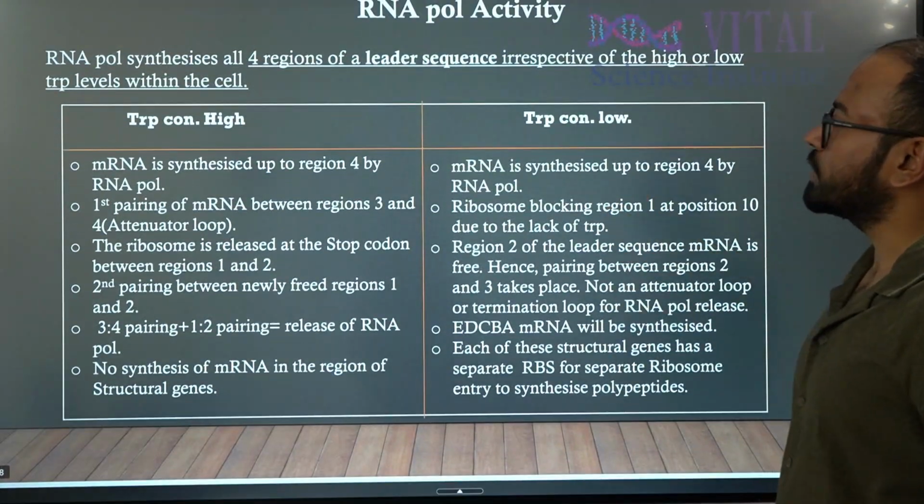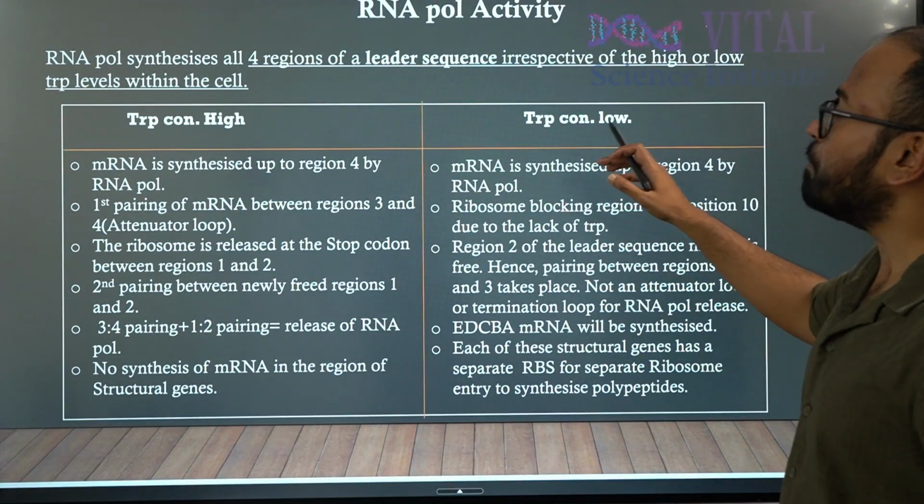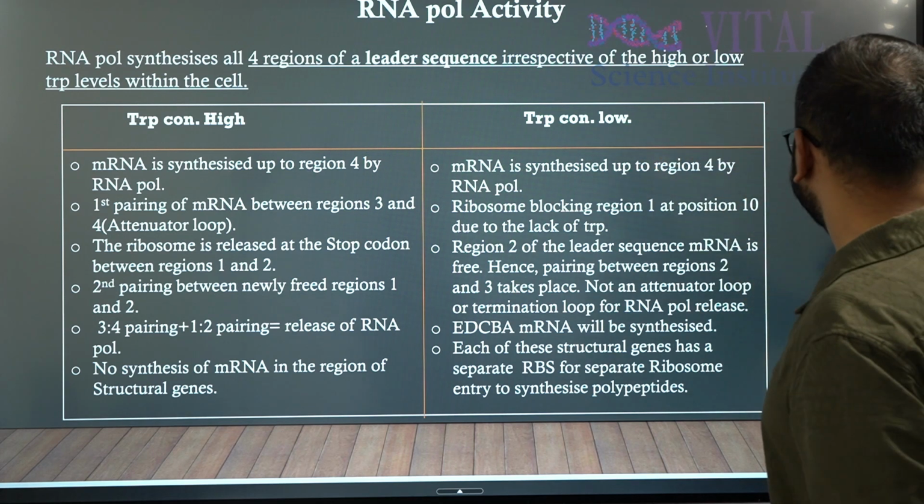Now coming to our second point, tryptophan concentration low. Now let's see.